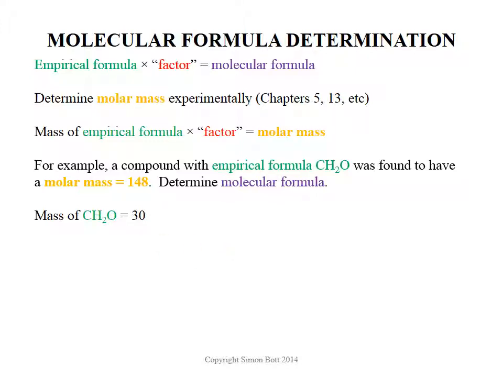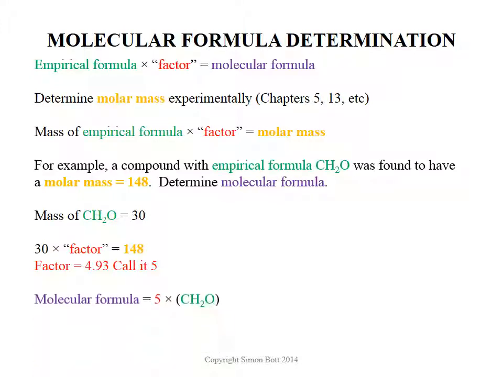Okay? So now putting all this into this relationship, the mass of the empirical formula, 30, times the factor, is the molar mass, which is 148. Do the math. Factor is 4.93, 148 divided by 30. Seeing as how these are all experimental numbers, let's call that 5, shall we? It's close enough for me. So in other words, the factor is 5. The molecular formula is 5 of the empirical formula. So that's 5 times CH2O. The molecular formula, therefore, is C5H10O5.